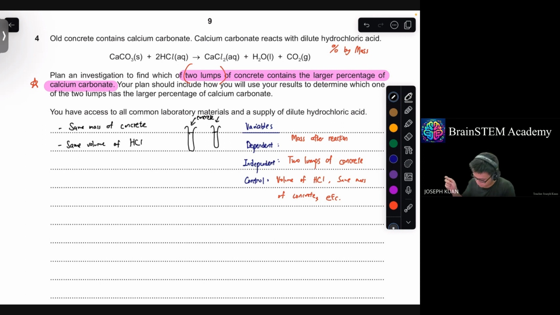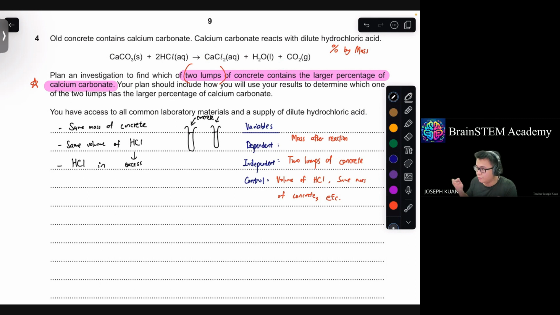What else? Make sure that your hydrochloric acid is in excess so that you can ensure that all the concretes have reacted, or else it will definitely affect your results. Okay, HCl in excess. Okay, so how can we know which one has a larger percentage of calcium carbonate? Your focus can be either on the reactants or the products, right?